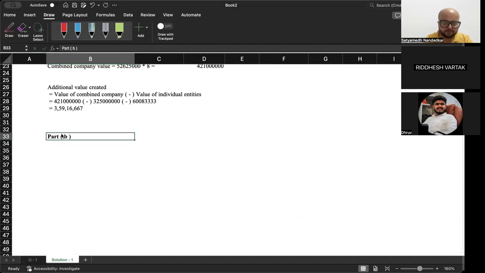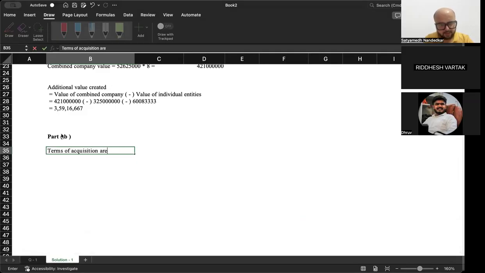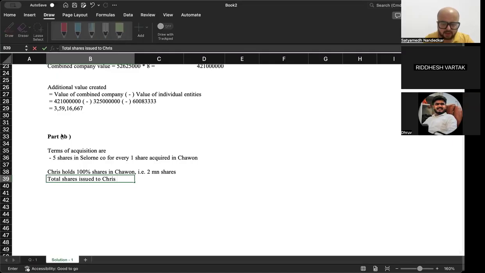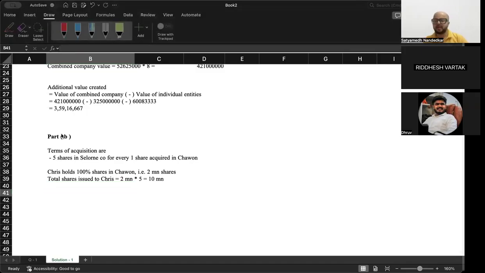Part B, terms of acquisition are 5 shares in Selorne company for every one share acquired in Chavon. Chris holds 100% shares in Chavon, that is 2 million shares. So total shares issued to Chris are 2 million into 5, that is 10 million shares, right?